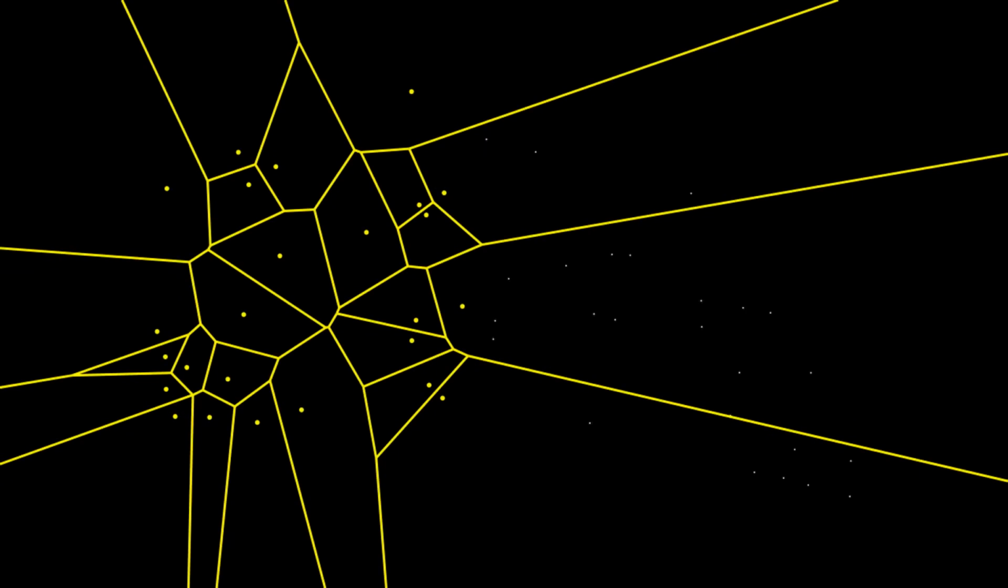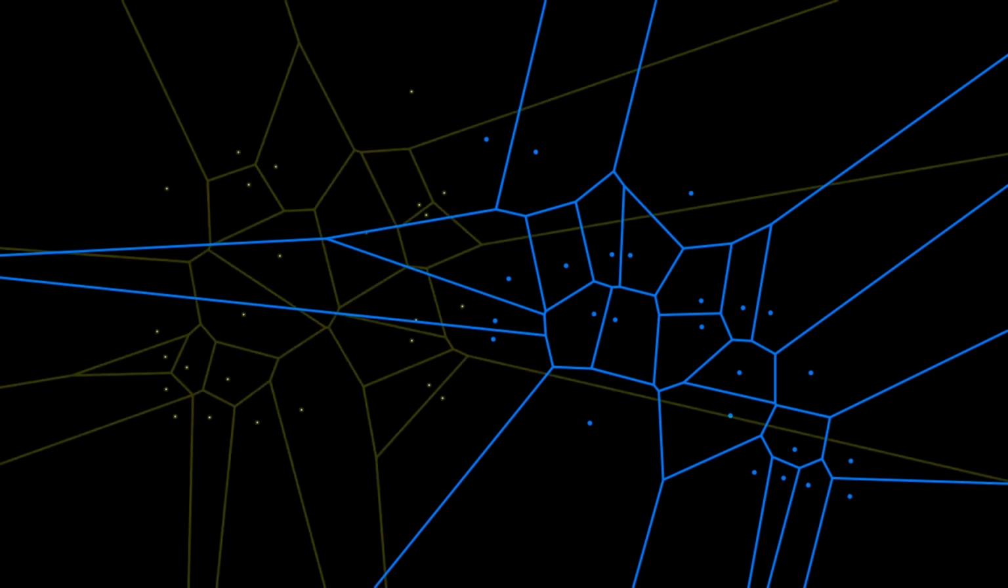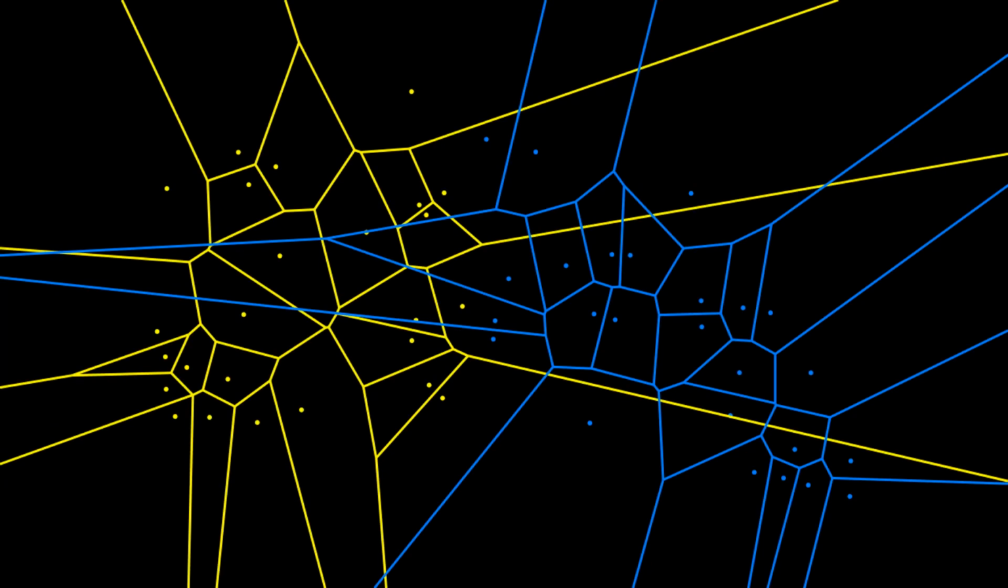divide the problem into a left half and a right half, find the Voronoi diagram for the left half, and then find the diagram for the right half. Note that these two diagrams have overlapping lines, but they have no overlapping closed regions.